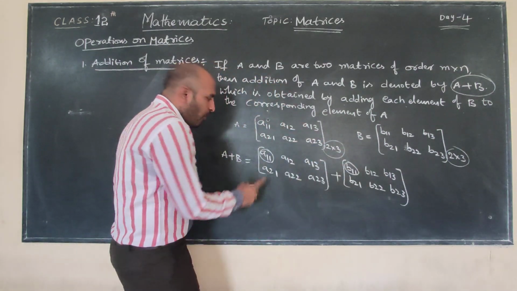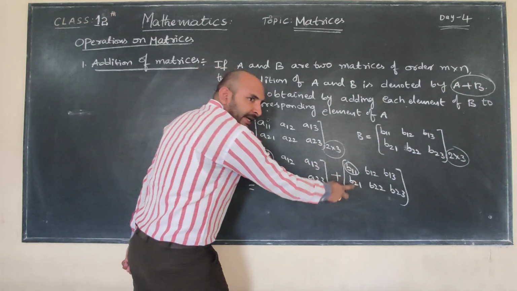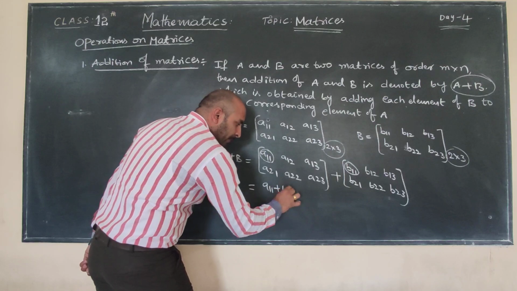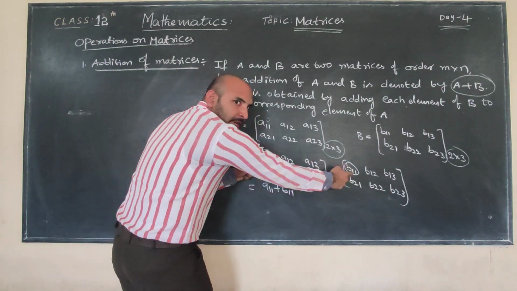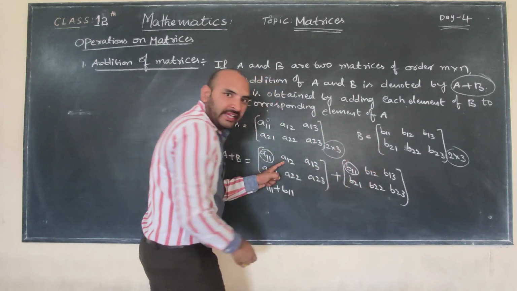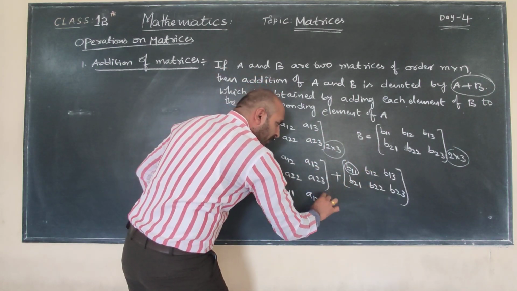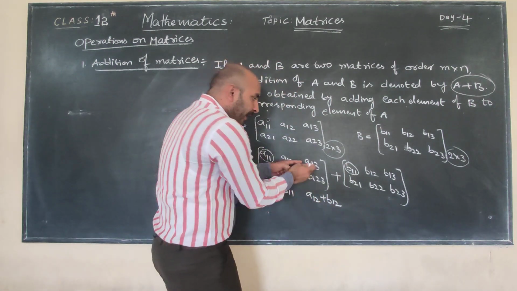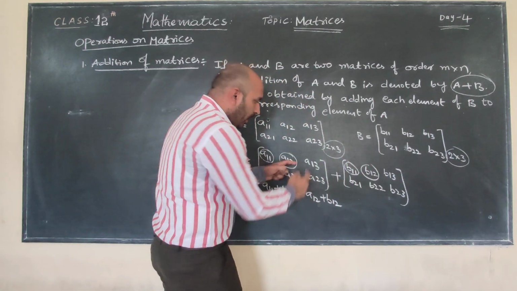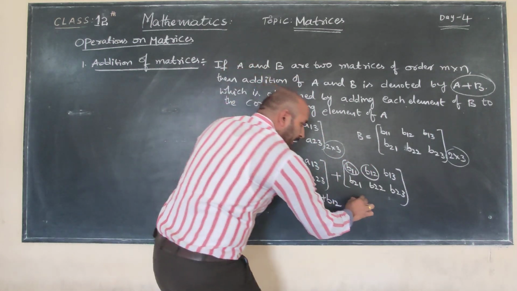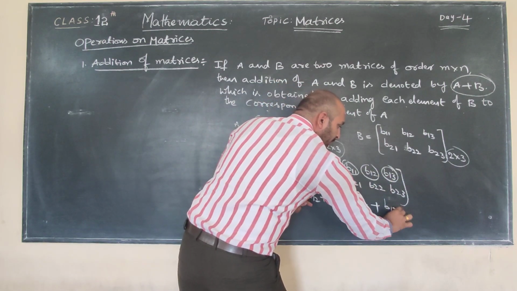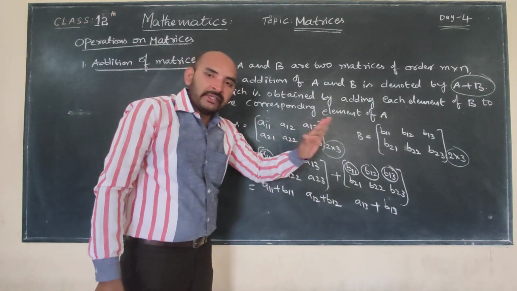Corresponding positions: first row, first element, and in the second matrix, first row, first element, like A11 plus B11. Corresponding positions must be added. At the same time, the second element, and in the second matrix, the second element: A12 plus B12. Next, coming to A13, this one is over, this one also over. Next, first row, third element: A13 plus the third element of the second matrix, B13. So the first row elements are completed.